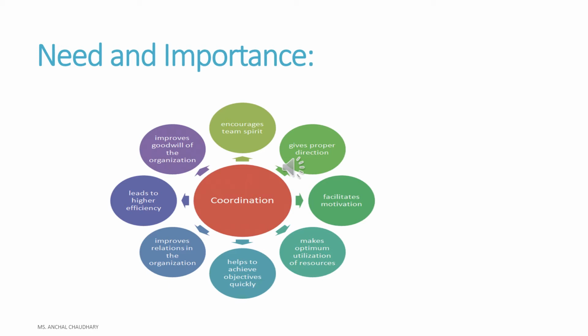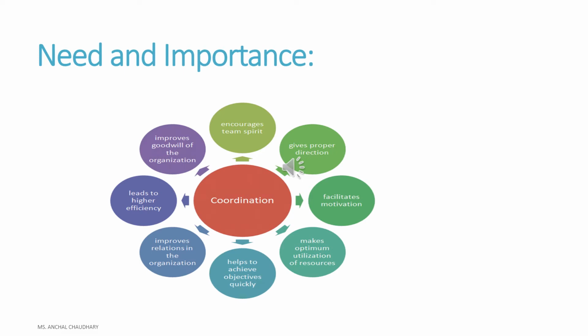So next is here, it makes optimum utilization of resources. Coordination basically focuses on minimization of the wastages and proper utilization of those resources which will be beneficial for the organization. Next is coordination helps to achieve objectives quickly. Basically, coordination helps to minimize the conflicts, rivalries, wastage, delays, or any other organizational problems. So it ensures a smooth working of the organization. Therefore, it will help the organization to achieve its objective easily and quickly.